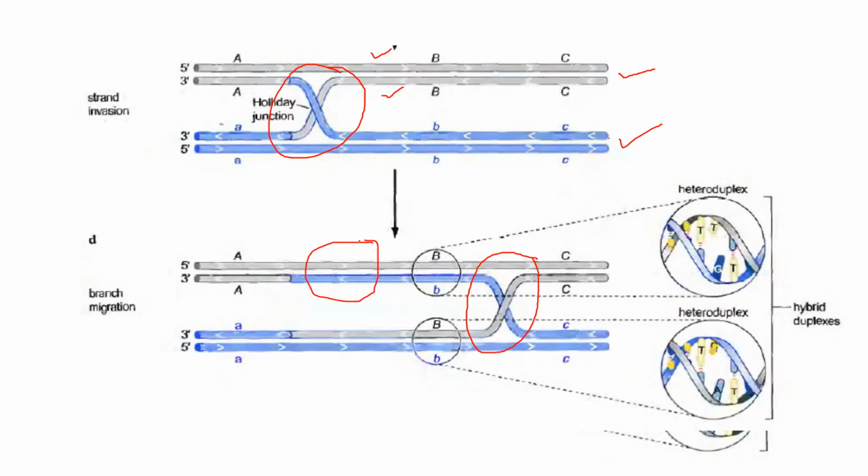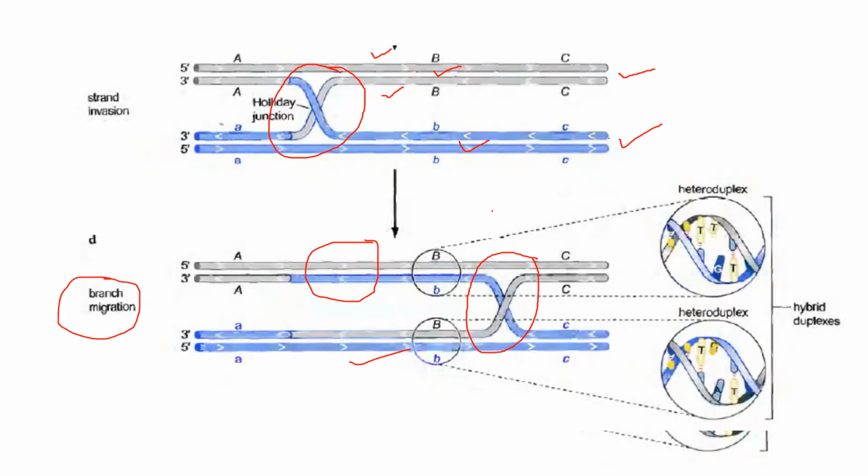So base pairs are broken in the parental DNA molecules, that is between this gray strand and the blue strand, and between the blue strand and the blue strand, while identical base pairs are formed in the recombination intermediate, where you can see the gray strand is pairing with the blue strand, and here also the gray strand is pairing with the blue strand. This process is called branch migration.